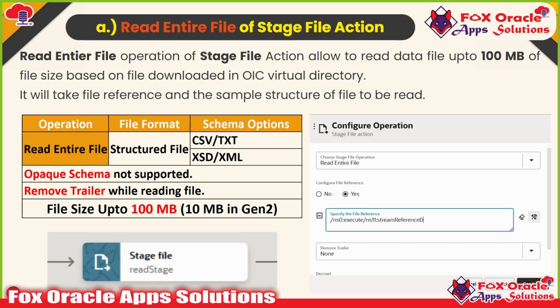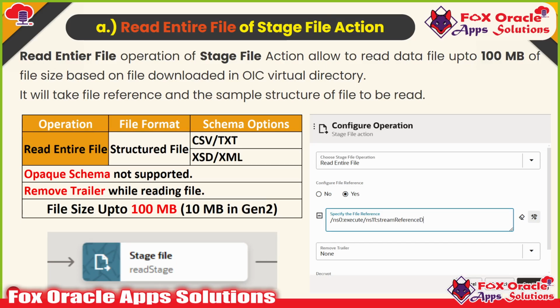Now, the read entire file option will allow you to read the complete file in a single hit only. For example, if our data file has 100 records, when we use read entire file, all these 100 records will be read in OIC in a single hit. That's why the operation is named read entire file. But this operation has its own limitations.